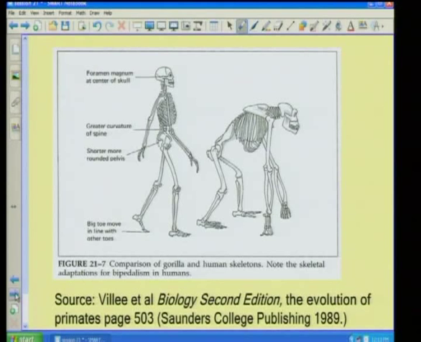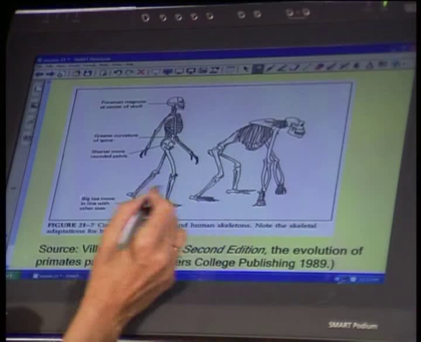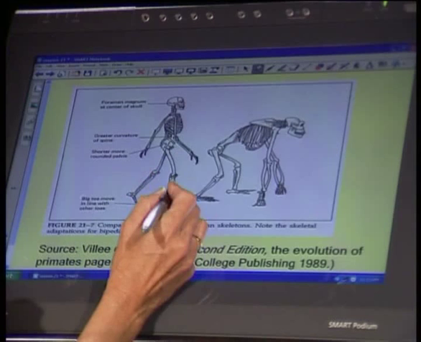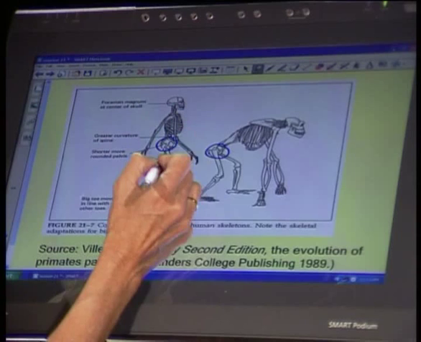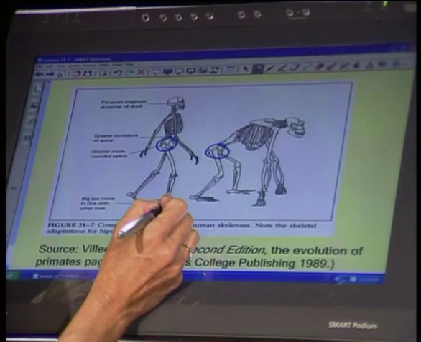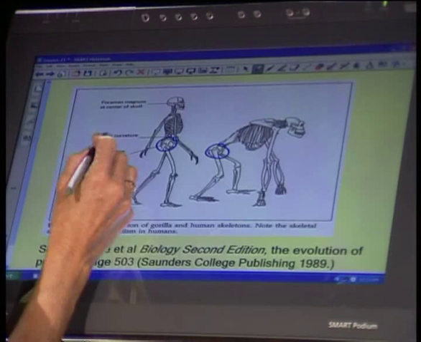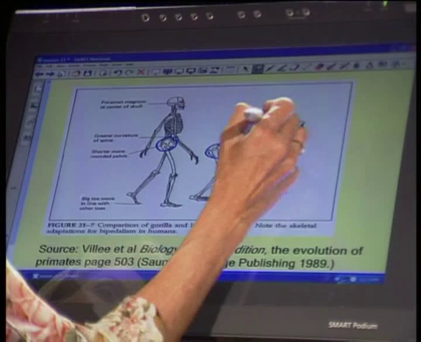This is from Vivlia et al., Biology, second edition. This is an awesome book to have. And what it does here is it compares the gorilla and the human skeleton, and the different adaptations that we have for being bipedal. Remember our hips, the hip structure, the pelvis is going to be different, because we're supporting our entire upper body on our pelvis, whereas they aren't. They're supporting it on their hands. Our big toes move in line with the other toes, whereas theirs don't, they spread out. You've got the greater curvature of the spine. Our spine curves like that. Their spine is relatively straight. It curves over the top like that.